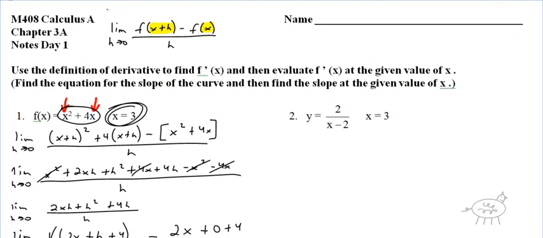The directions, let's look back here. Use the definition of the derivative f of x, f prime of x, which is that, and evaluate f prime of x at the given value of x. Okay? By the way, I did want to mention, I put two types of directions on here. Use the definition of the derivative, find the equation for the slope of the curve, because that's really what a derivative is. It's finding the slope of a curve at a certain point, or it's a slope of a curve and finding the function for that. That's f prime of x, and then you plug in.